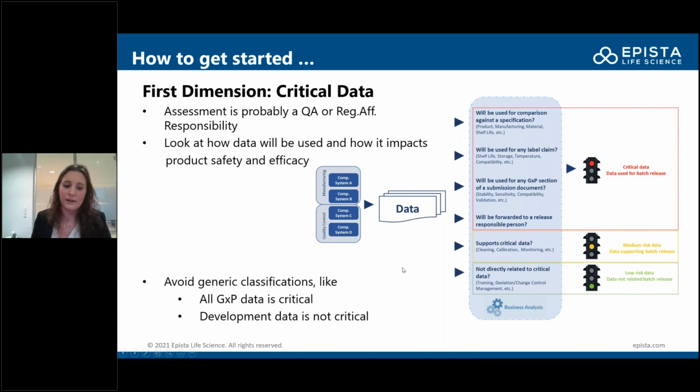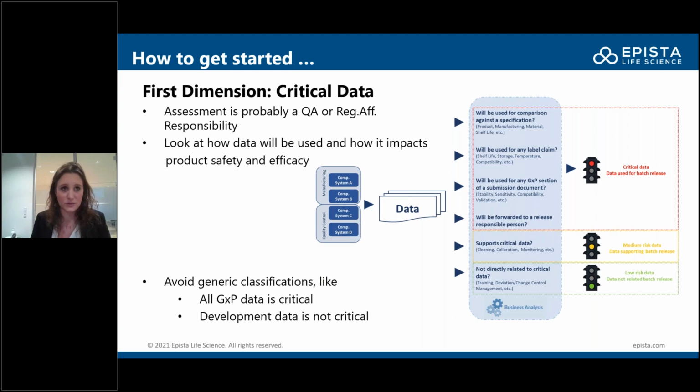But try avoiding general classifications like all GXP data is equally critical. That is something that will just, as mentioned, put a huge burden on what you are doing. It will prevent you from actually prioritizing which systems to first focus on and where to actually mitigate first. Also try avoiding generic classifications like development data is not critical. I've heard that one a lot, but if you then actually follow the data and see where it ends up, you will figure out that a lot of development data is going into submissions.